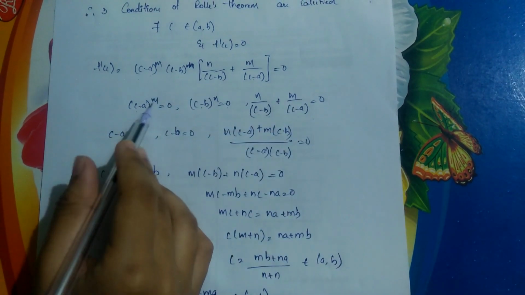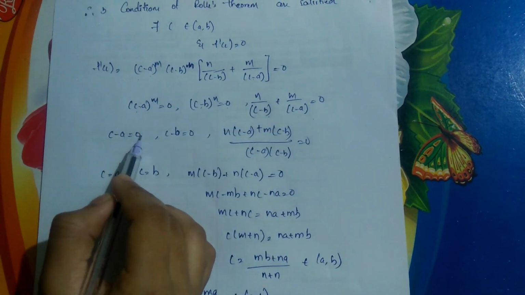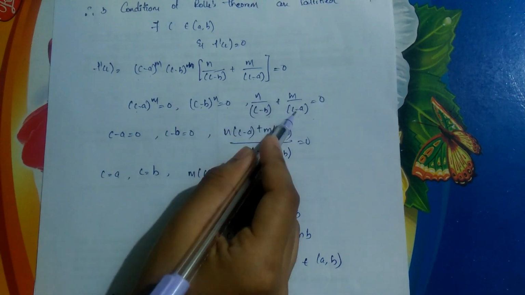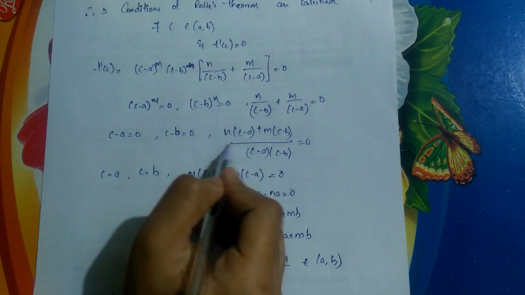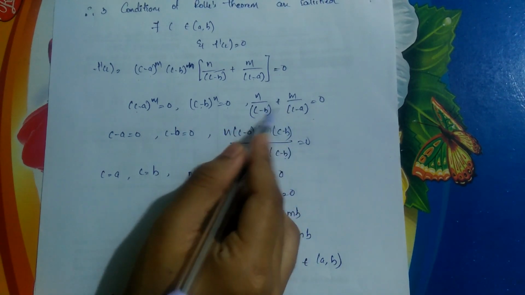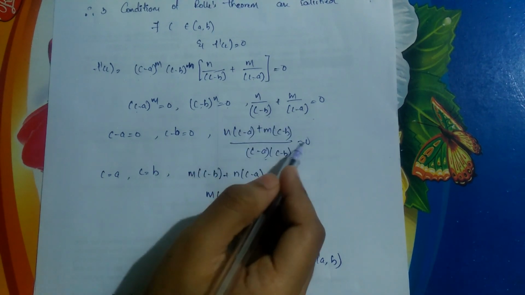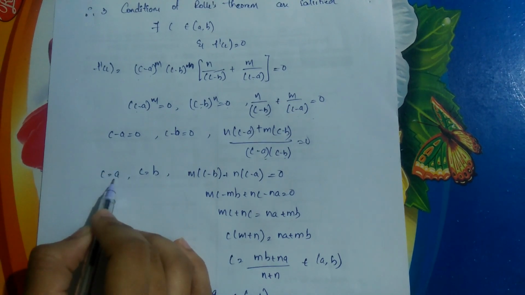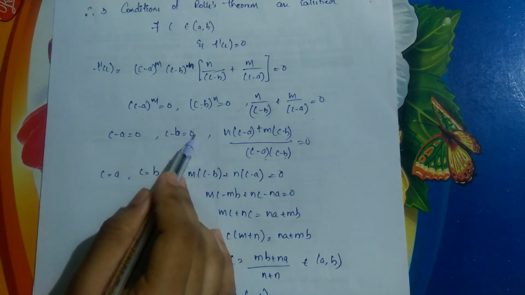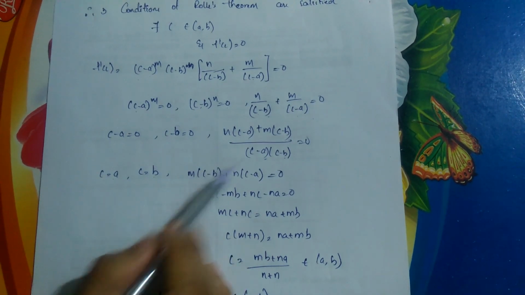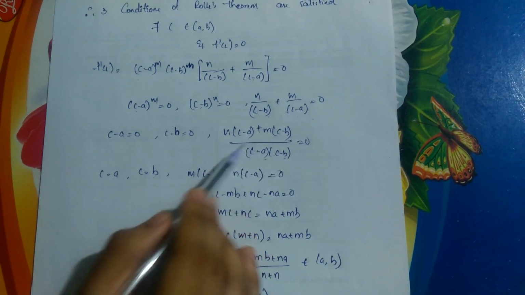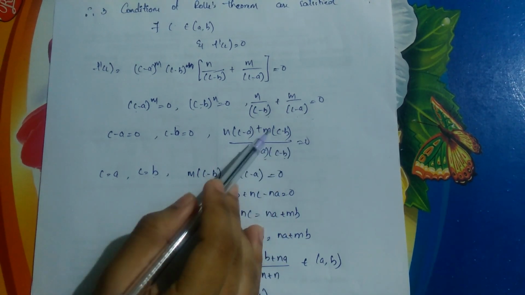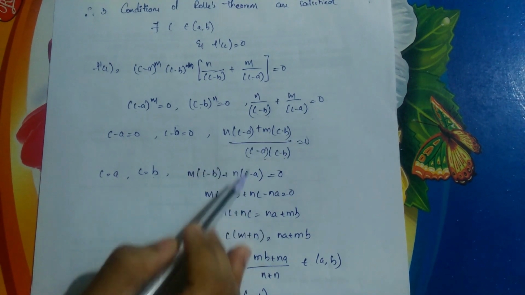So from here c minus a is equal to 0 and c minus b is equal to 0. And here, if you take the LCM of the denominator, [n into (c minus a) plus m into (c minus b)] divided by [(c minus a) into (c minus b)] equals 0. Then from here, sending c minus a to the right hand side, you get c is equal to a. And sending c minus b to the right hand side, you get c is equal to b. And the denominator, when you send it to the right hand side, multiplies with 0 and becomes 0.